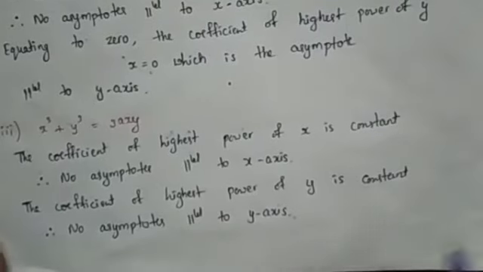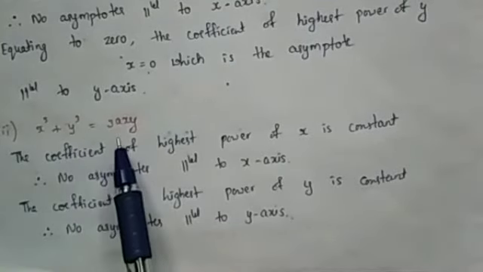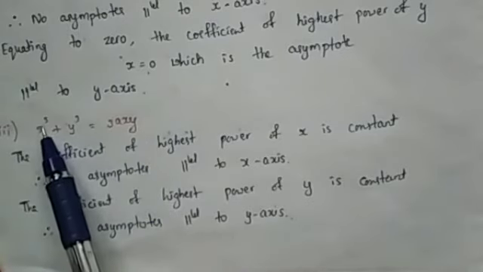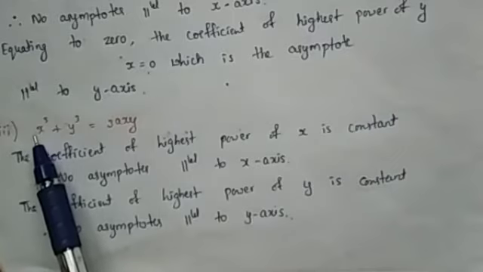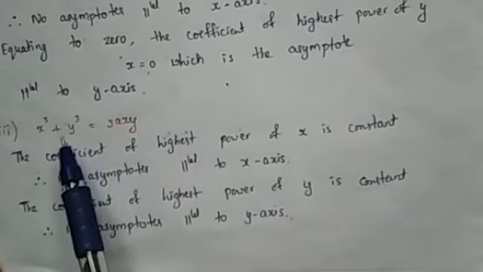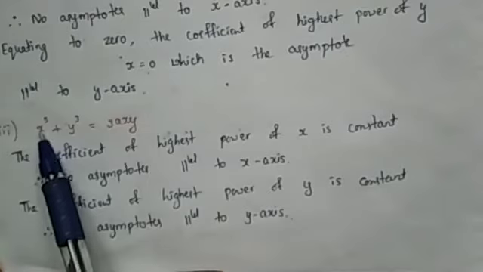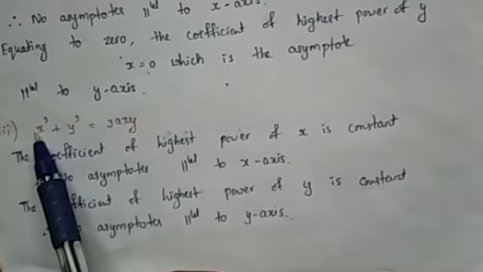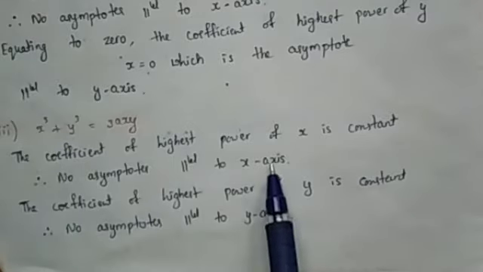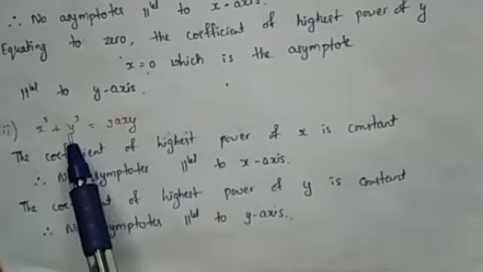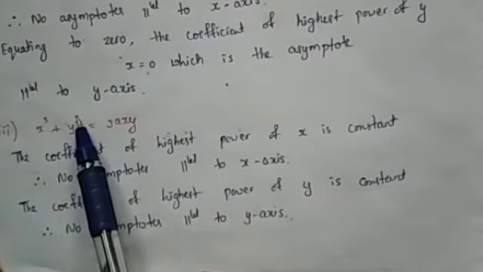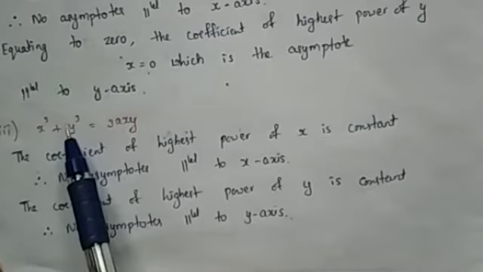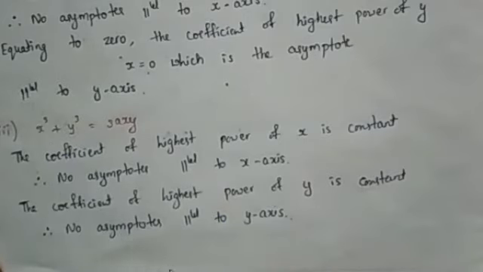Then third problem, x cube plus y cube is equal to 3axy. In this case the coefficient of highest power of x is constant. The highest power of x is x cube and its coefficient is 1. 1 is a constant value, therefore no asymptotes parallel to x axis. And the highest power of y is y cube and its coefficient is also 1. 1 is also a constant value, therefore no asymptotes parallel to y axis.